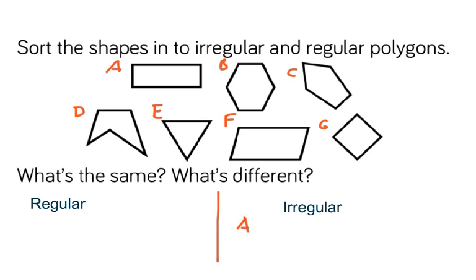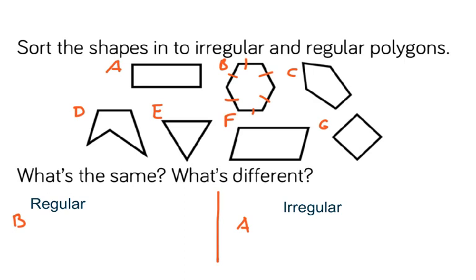Okay, moving on to shape B, we'll count the sides there. We've got 1, 2, 3, 4, 5, 6. Six-sided shape makes it a hexagon, and that is a regular hexagon. All the sides are the same length, and you can see that the interior angles there are all equal. So the hexagon can go over here on the regular side.